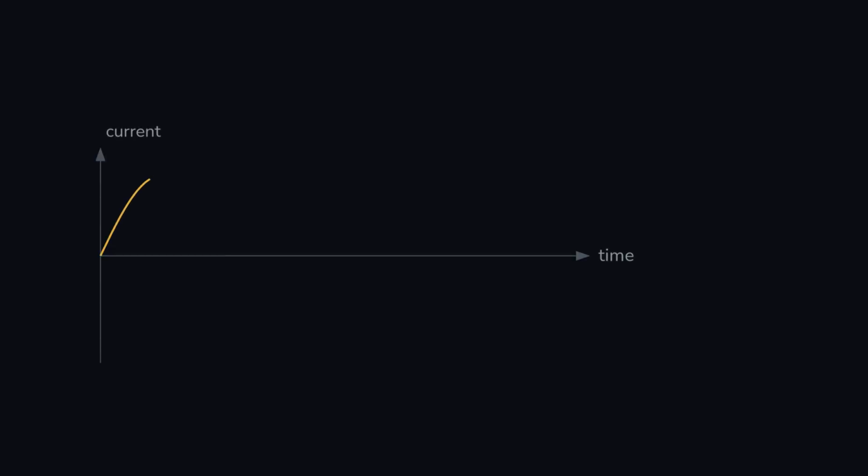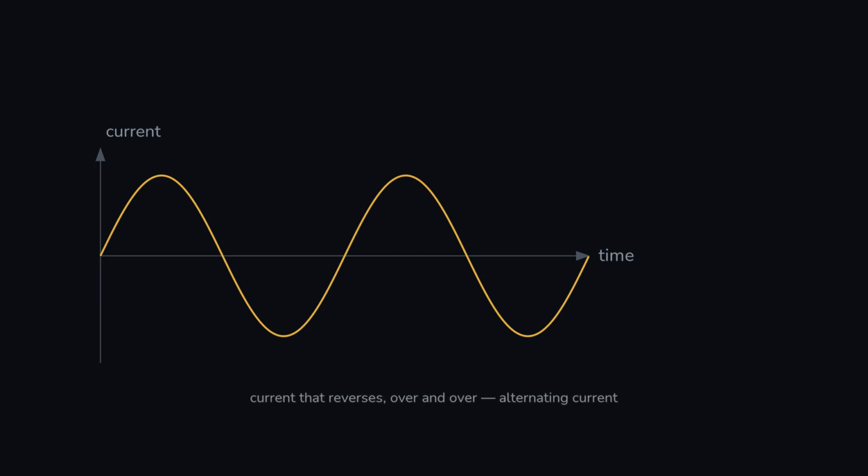The electricity in your home does something strange. It does not flow steadily one way. It surges forward and backward, 50 times every second, reversing direction constantly. This is alternating current, and it powers the entire planet.